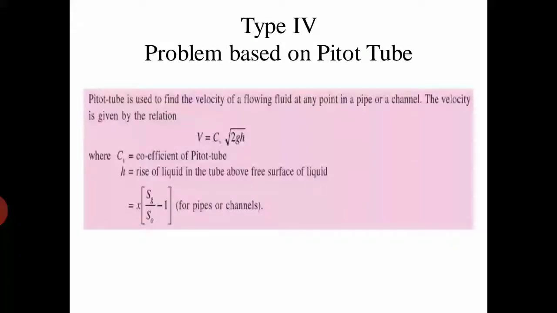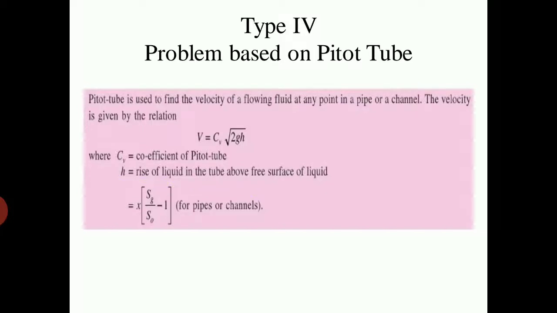Pitot tube. Pitot tube is a device which is used to find the velocity of flowing fluid at any point in a pipe or channel. The velocity is given by the relation V is equal to Cv into under root 2gh, where Cv is equal to coefficient of velocity of Pitot tube, h is equal to rise of liquid in the tube above the free surface of liquid.